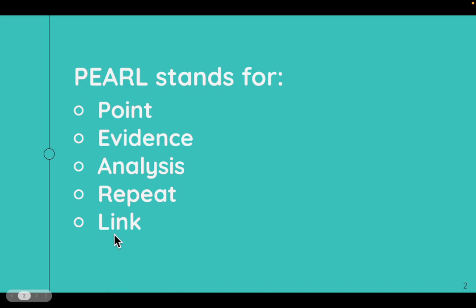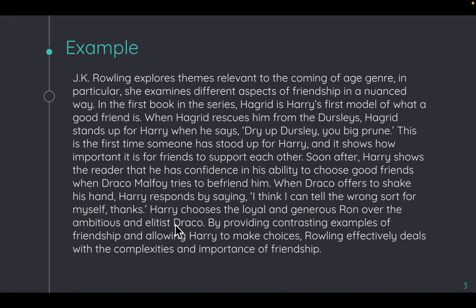And then a link. And the link can be either a link back to the point. It could be a link back to your thesis statement, the question. It could be a link to the next paragraph, or even a concluding sentence for that paragraph. All right, here's an example.